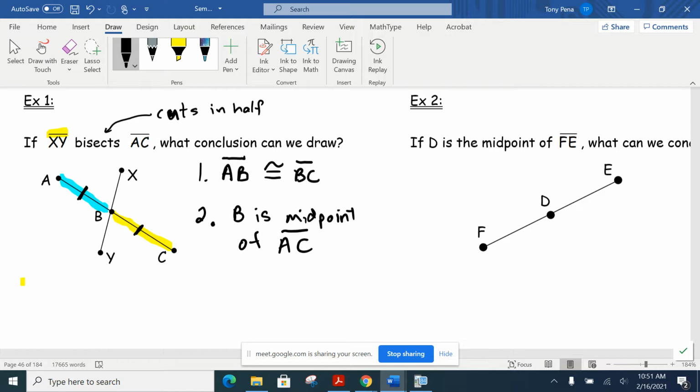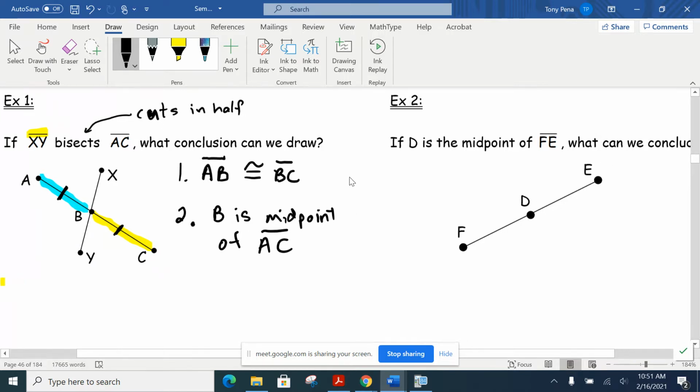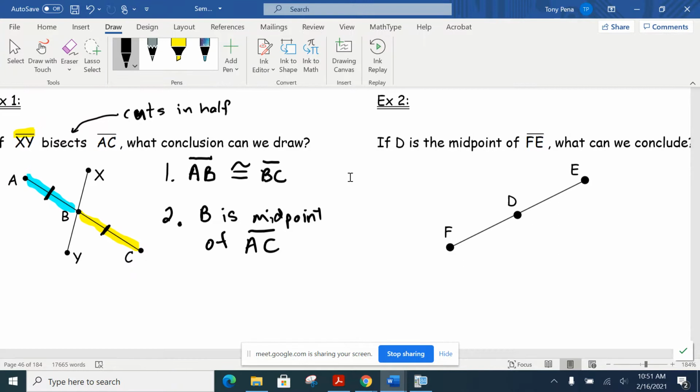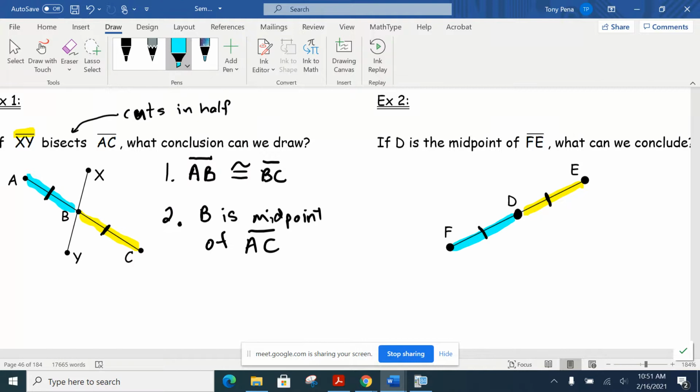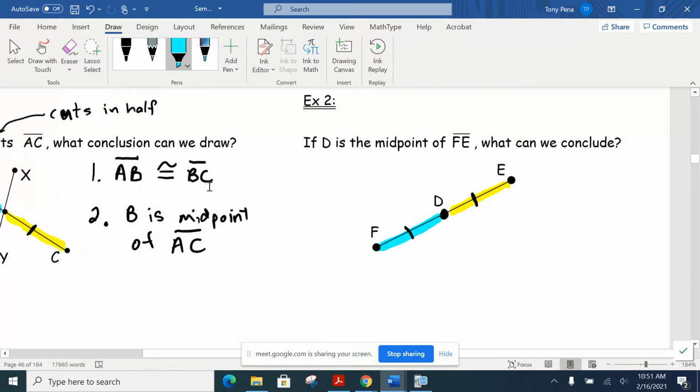All right. Similar idea with number two. It's kind of backwards though. What I'm now giving you is that D is the midpoint. As soon as I tell you that D is the midpoint of FE, what that means is that D bisects FE. So now we're going to say that these two segments are congruent. So the DE segment and the FD segment have to be congruent to each other. That's going to be our first conclusion.